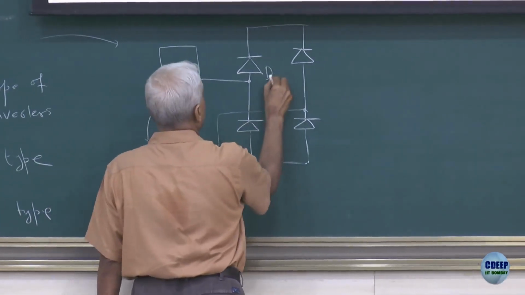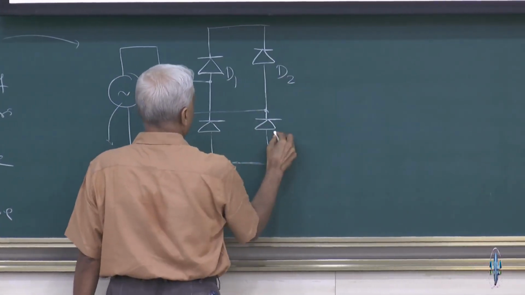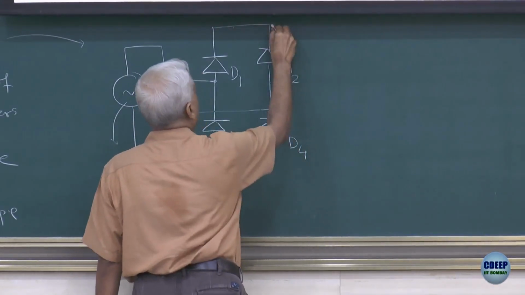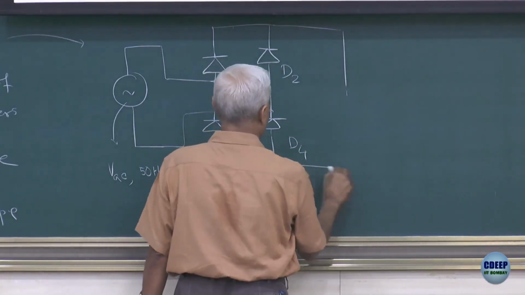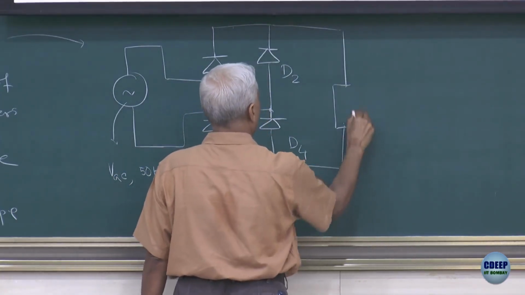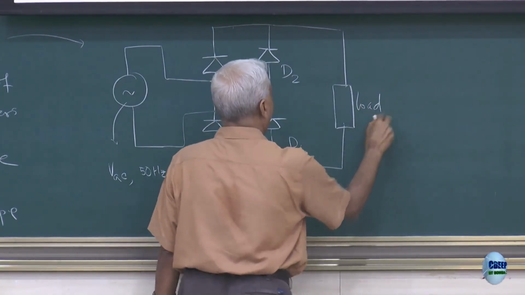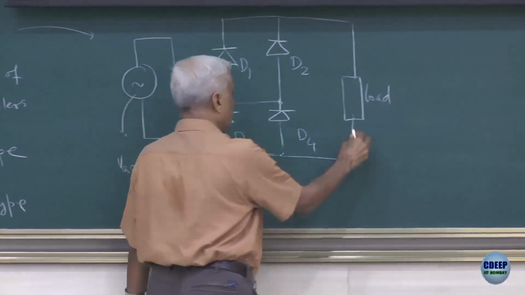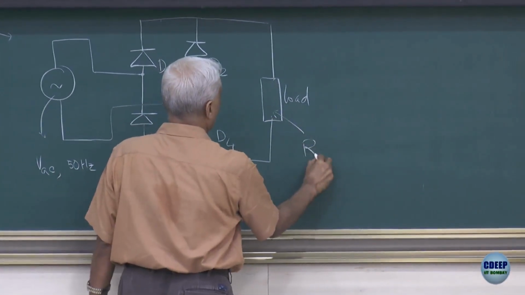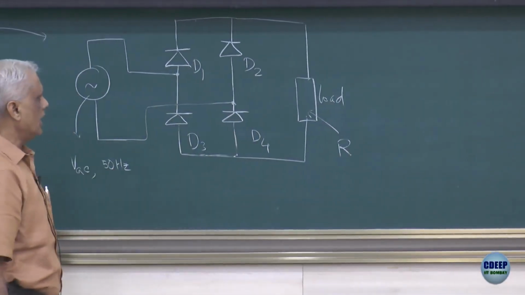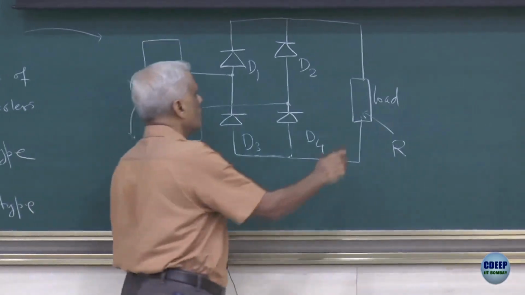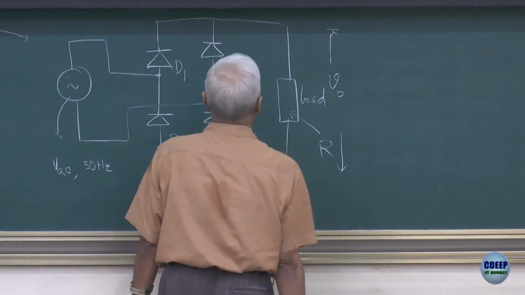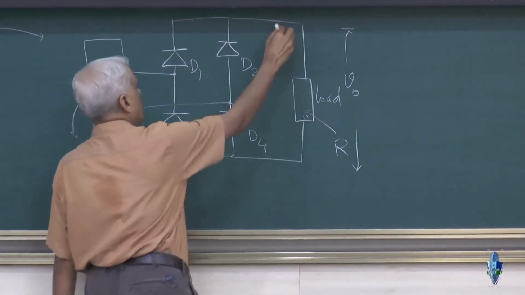These are the diodes which you can name as D1, D2 and D3, D4, and the output is coming here, and this is the load. I just show it as a box because I do not want to commit what kind of a load it is, but for simplicity of analysis you can assume that it is an R load till I state otherwise. Let me say this is the output voltage, and this is the output current.